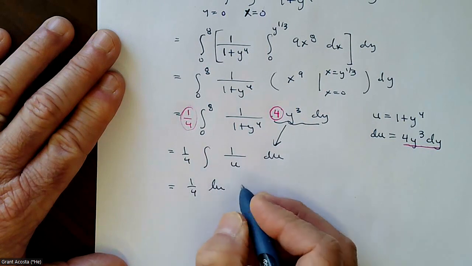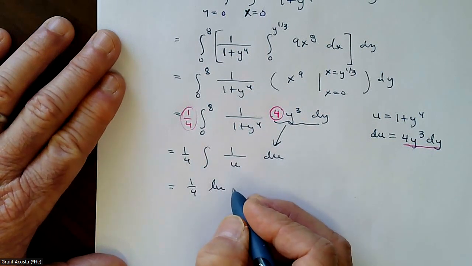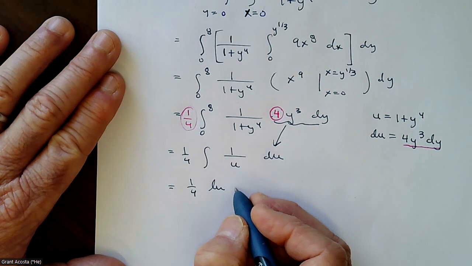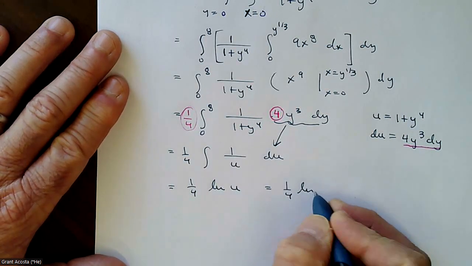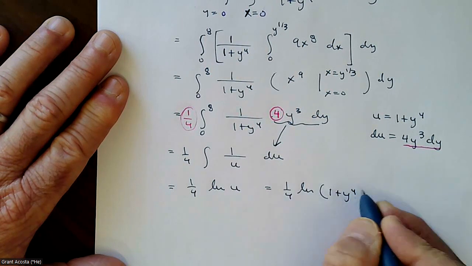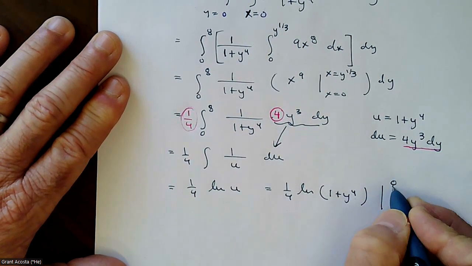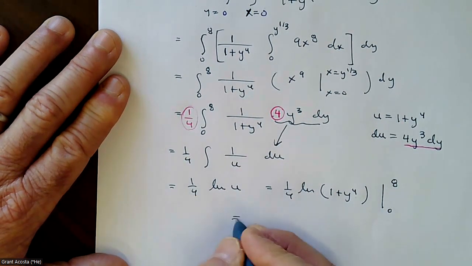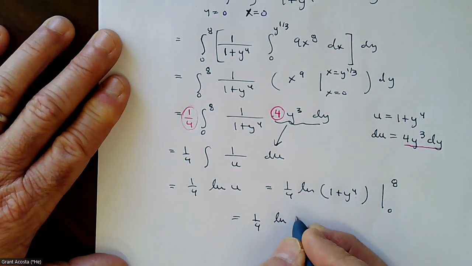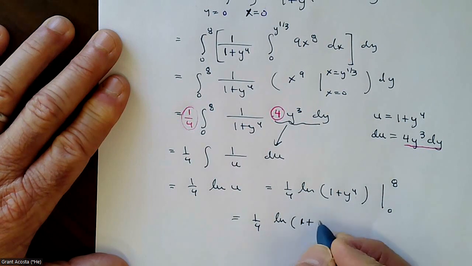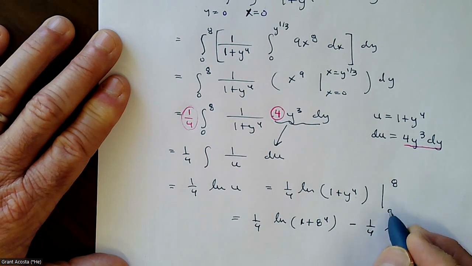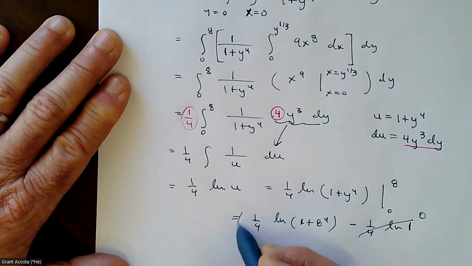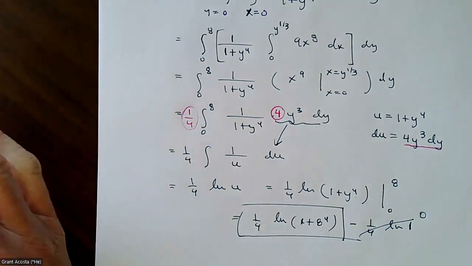So my antiderivative is ln of u, oh yeah, or ln of 1 plus y to the 4th, evaluated from 8 to 0. I have no idea what 1 plus 8 to the 4th is. It's a very big number, but I do know if you plug in 0 for y that the ln of 1 is 0. So this should be my final answer.